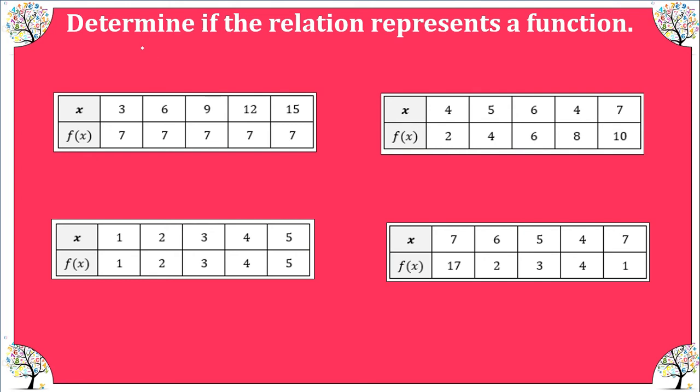Let's take a look at a few more tables. Again, all we're looking for at first is the x values, 3, 6, 9, 12. None of these repeat. They all will have their own unique output, so this is a function. Our second example, I'm looking at my x values. I notice I have a 4 and another 4. This 4 is going to 2, and then it also goes to 8. So this is not a function.